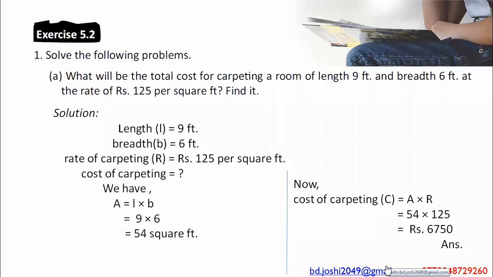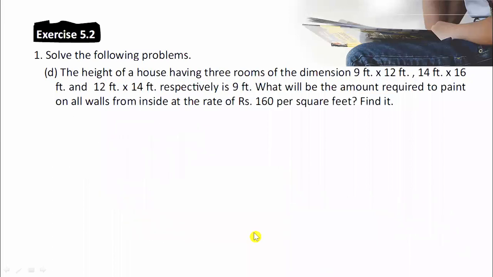I think there is no confusion in it, because calculation of cost we have calculated in the previous exercise also. We have already done area into rate there. Just we have to find out the area and multiply it by the rate. Look at question number D. It's a bit different.